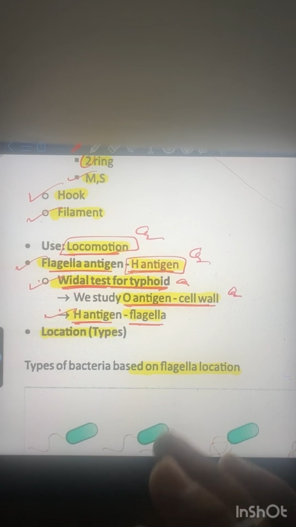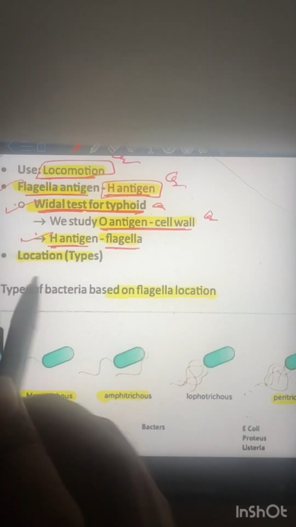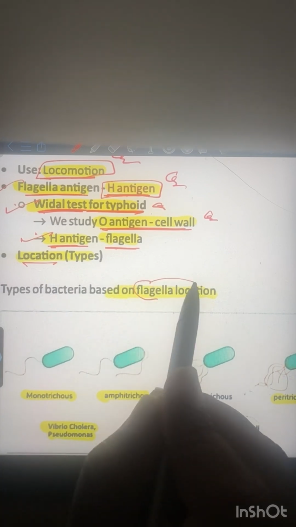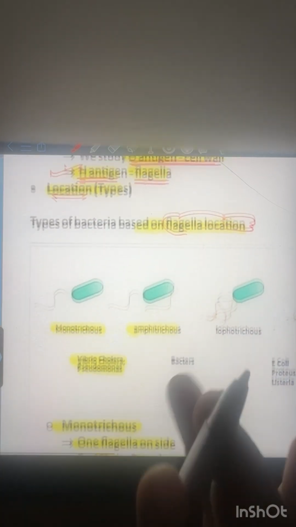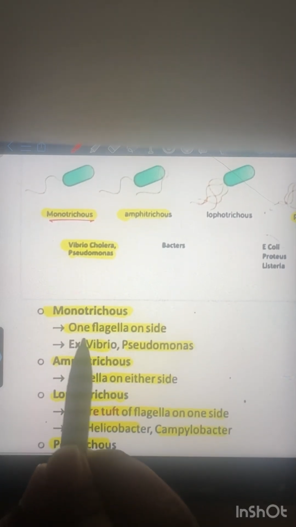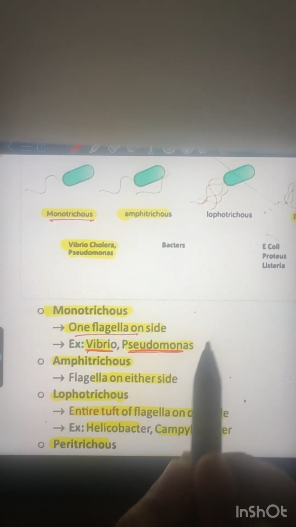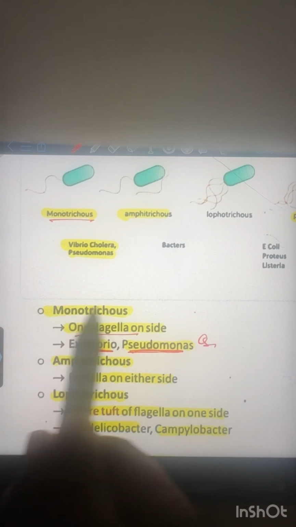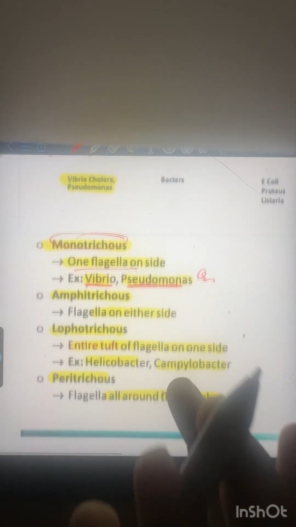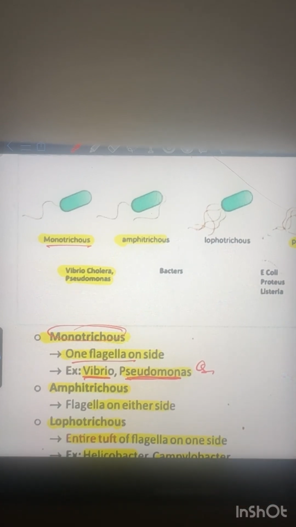See, one flagella, one end. It is not everywhere. This is a bacteria, for example, and you have one flagella at one end. Why did I say that? Because 1 is sounding like vibrio. Vibrio is monotrichous, 1 flagella at one end. Similarly, pseudomonas. Pseudomonas I have learned as pseudomonoas. Pseudomonoas will tell me mono, 1 flagella, one end. So remember, 1 flagella at one end is present in vibrio and pseudomonoas, right?